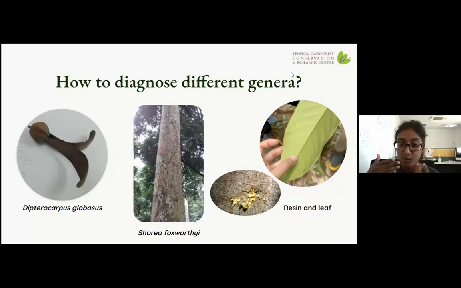And then you look at the leaf. You look at the leaf arrangement, and you look at the venation that runs along the leaf. One example is, if you look at this leaf, it's of a Vatica species. At the end of the secondary veins, you can see tiny dots. These are oil glands. Another example is another Vatica species, Vatica flavida. You can see the tiny dots. This is the oil gland at the end of the secondary venation. So you can recognize, okay, this is a Vatica species. Vatica is a genus of Dipterocarpaceae.